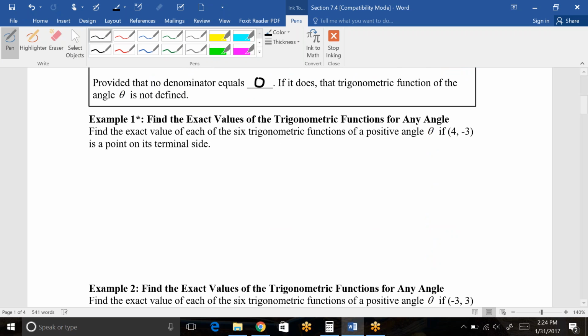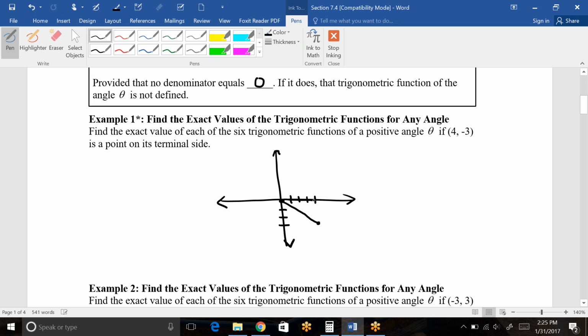So find the exact values of the trig functions for any angle is our example, and we want to find the exact value of each of the 6 trig functions for a positive angle theta if (4, -3) is a point on its terminal side. So we need to locate the point (4, -3), which would be 4 for x, that's 4 to the right, and then down 3 for y. So there's my segment from the origin.